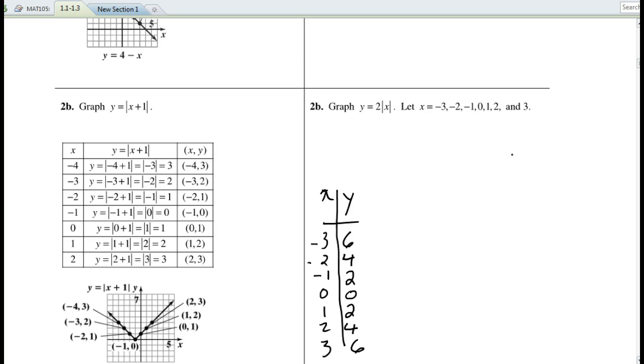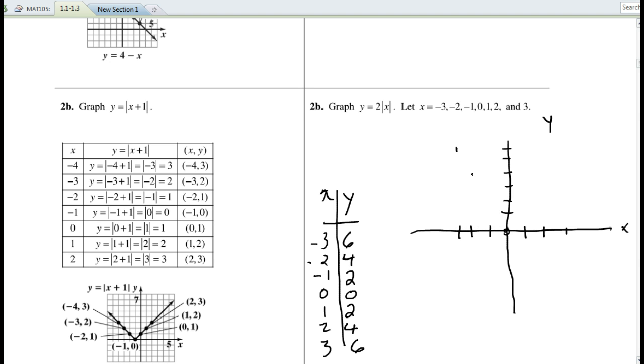So we use those points to make another graph. And this one is basically just going to be a V that starts at the origin 0, 0. So let's make our x values, and our y values are all positive, so I just need to make sure I go up. 1, 2, 3, 4, 5, 6. So x, y, negative 3, positive 6, all the way up top.